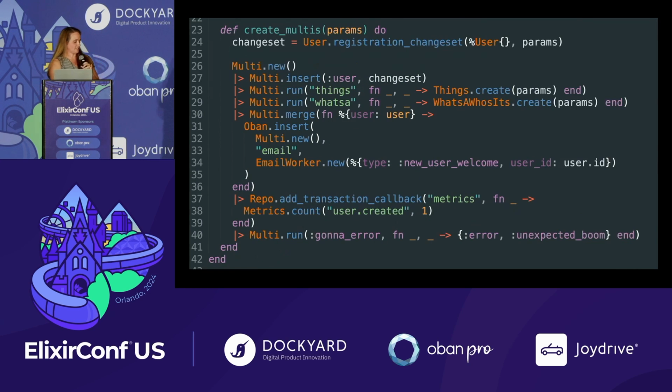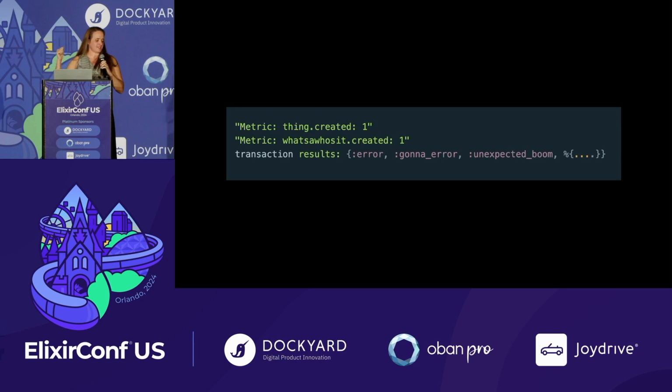And if we look at this total function overall, I'm purposely making it blow up on line 40. On line 40, it's going to error. I'm making it error, so that's going to happen. Now, when I run this code, what I get is the side effect for the thing created, executed. The side effect for the what's-a-who's-it, executed.